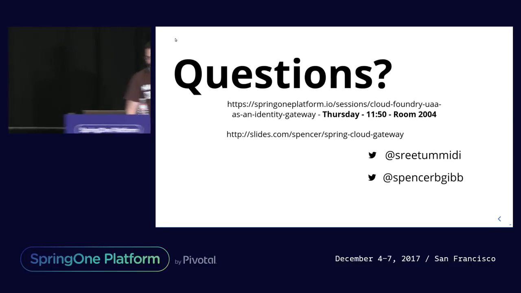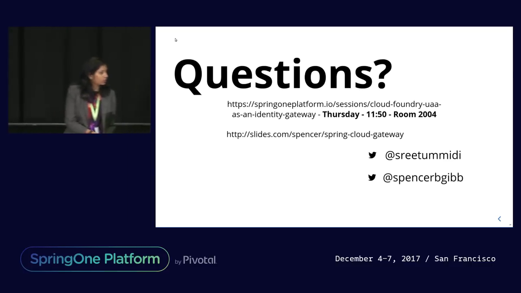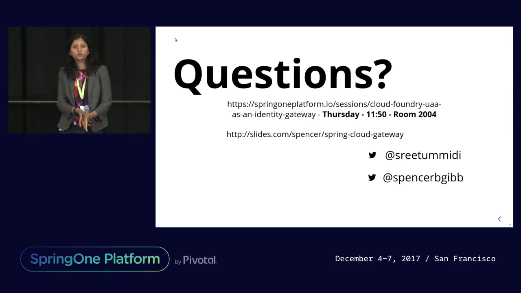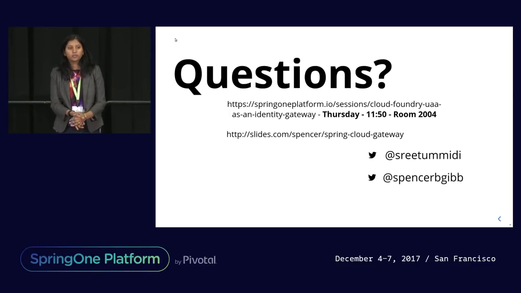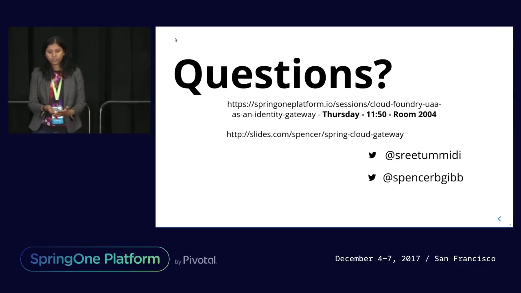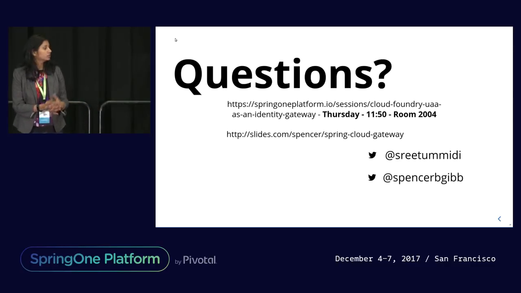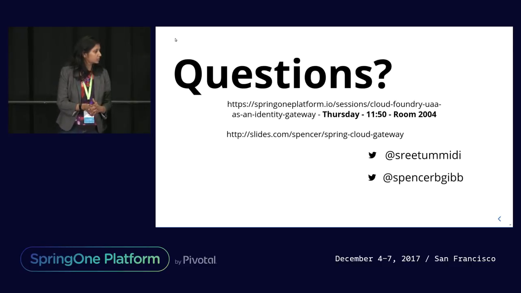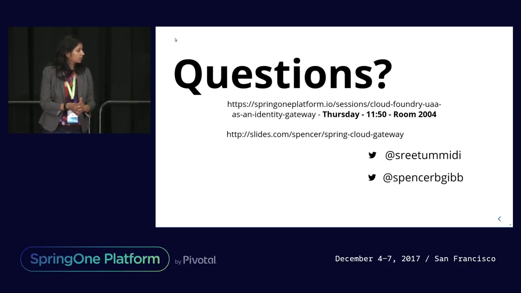So you want to talk a little bit about your upcoming session? Yeah, so there is another session on Cloud Foundry UAA as an identity gateway. So I touched upon the security patterns. So we'll take a closer look at how the different security patterns can be enforced through Cloud Foundry UAA using the API gateway pattern. So that talk is on Thursday, 11:15, room 2004.